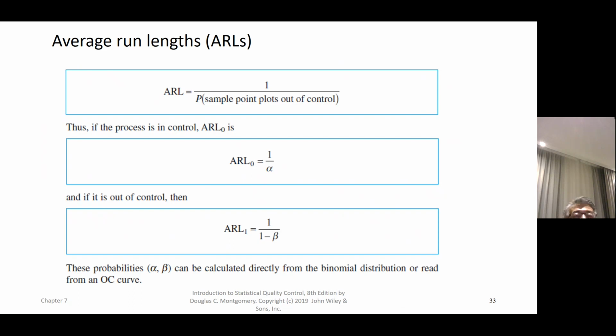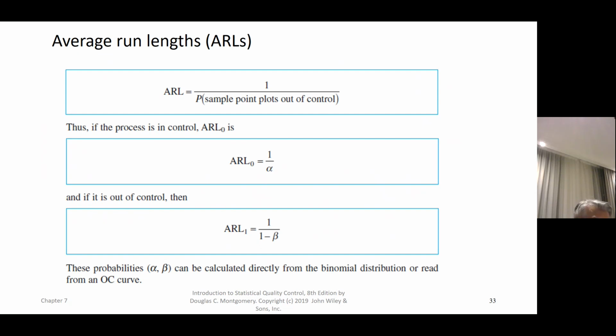So alpha and beta can be calculated directly, and they compromise each other. There is a trade-off between alpha and beta. If we increase alpha, the control limit width shrinks, so beta decreases. If the type 2 error increases, the type 1 error decreases. These probabilities alpha and beta can be calculated directly from the binomial distribution or read from an OC curve like this.